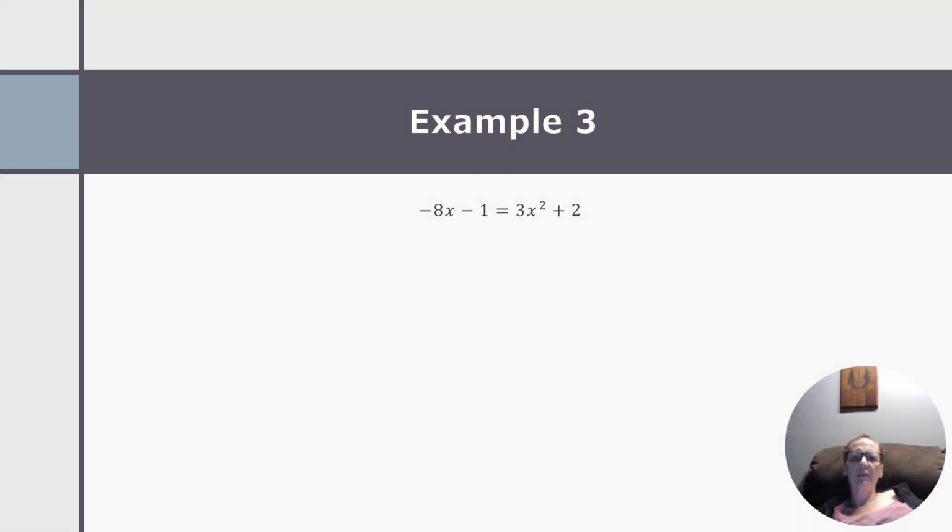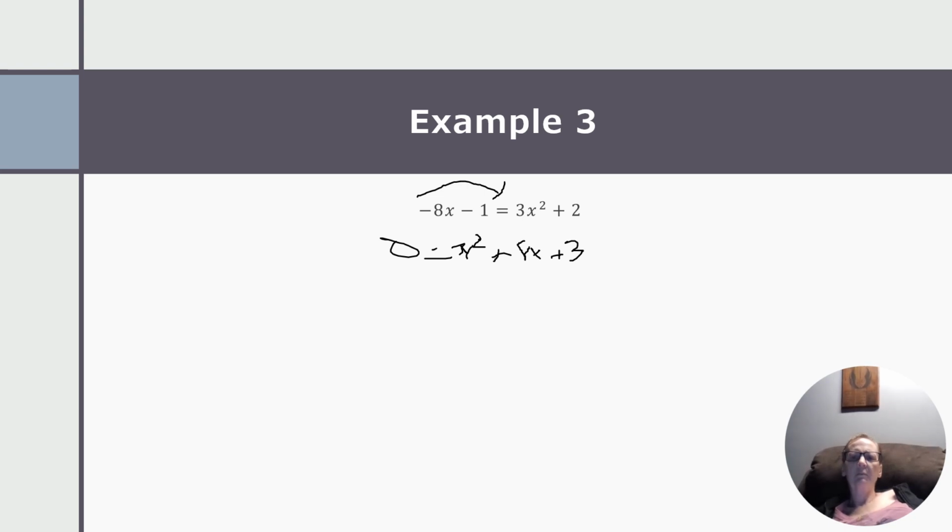Again, I want to move everything to the same side. This time I'm going to kick everything over here just because I feel like it. So I get 0 equals 3x squared. The minus 8x will become a positive 8x when it comes over here. And this will add 1 to the 2, which makes 3.